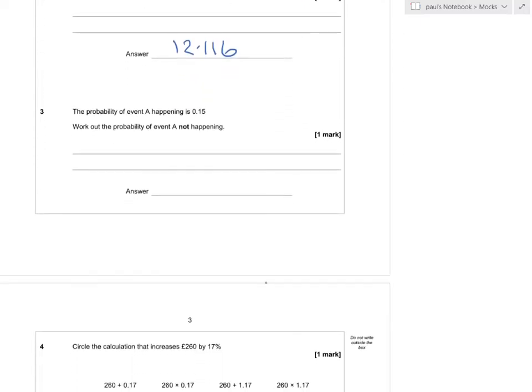The probability of an event happening is 0.15. What's the probability of it not happening? Well, all things add up to 1, so this must be 0.85.